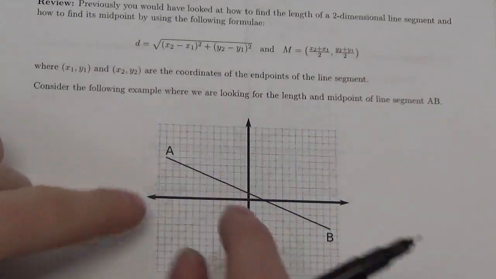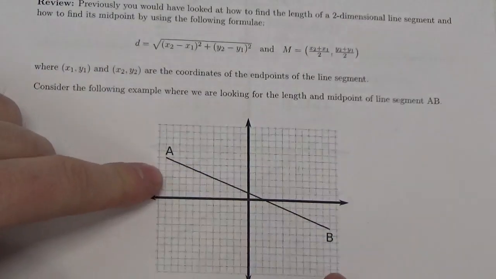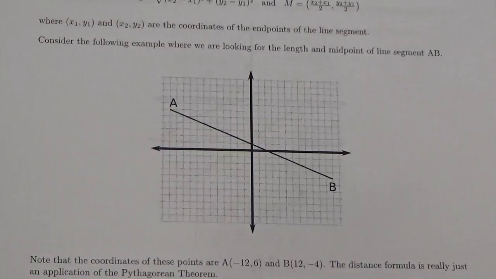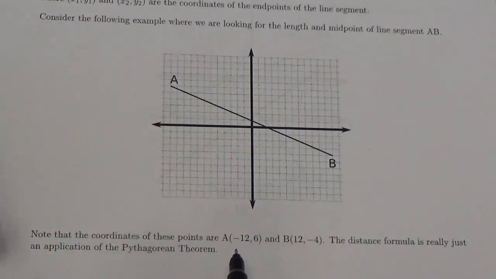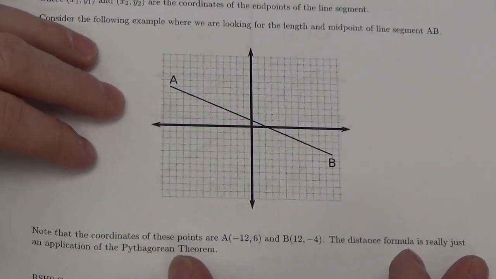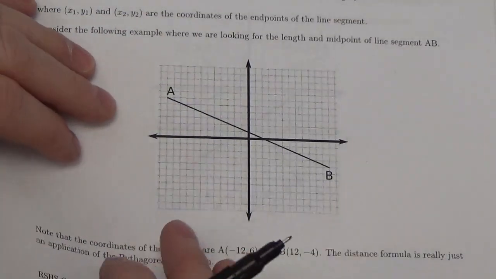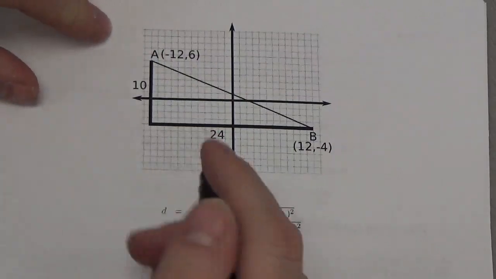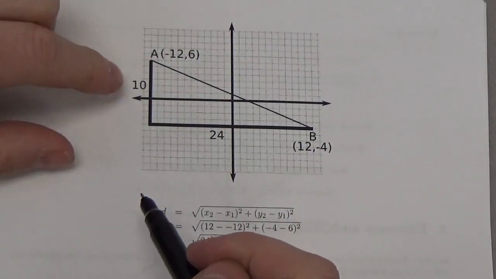So consider this line segment here, AB, okay, and we're going to come up with the length of this line segment and also the midpoint. So here are the coordinates: A is negative 12, 6, B is 12, negative 4. Well, that first distance formula looks an awful lot like the Pythagorean Theorem.